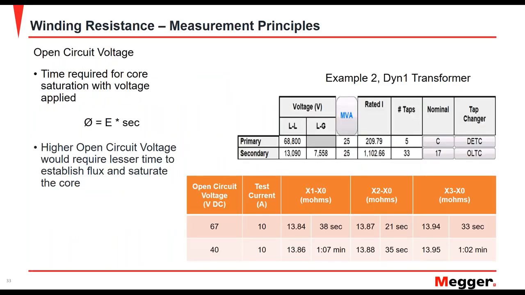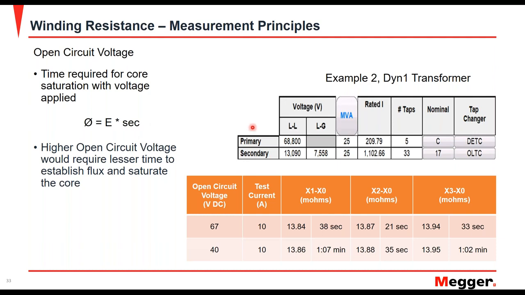The second factor that we discussed was the open circuit voltage. So we defined that the flux that's needed to be established in the transformer core is a function of the voltage applied and the time for which the voltage is applied. So you can see here, phi is defined as the product of voltage times the time for which the voltage is applied. So if you use a higher voltage that's applied to the core, for the same value of saturation flux, the time it'll take is going to be lesser. So the higher voltage you apply, the lesser time it'll take the core to saturate.